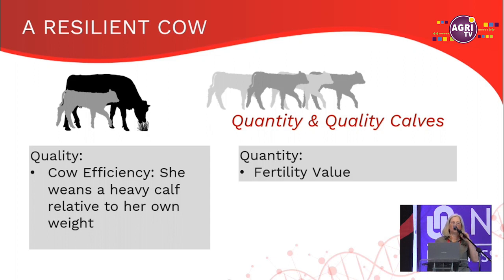So all in all, despite the environment, even if it's a harsh environment, you want that cow to produce as good a calf as she can relative to her own weight. And then, of course, you don't want just one calf and then have to throw her out and start with another heifer. You want a cow to be able to do this year after year and give you quantity calves, which is basically the fertility value with the breeding values.